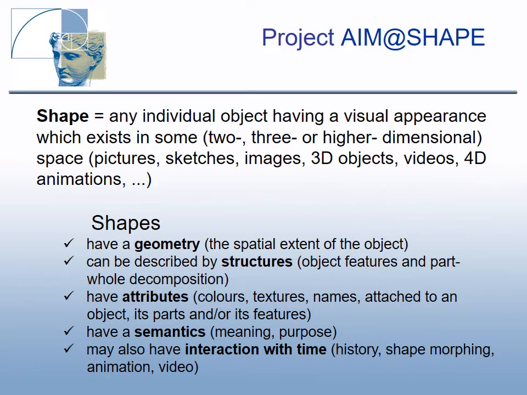They also gave a list of main shape characteristics, such as: shapes have a geometry, the spatial extent of the object. They can be described by structures, object features, and part-whole decomposition. They have attributes, colors, textures, names attached to an object, its parts and/or its features. They have semantics, meaning or purpose.